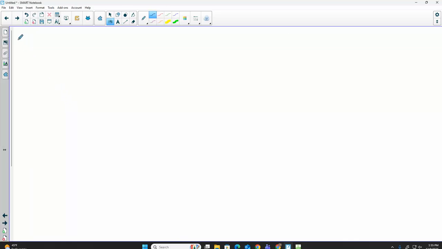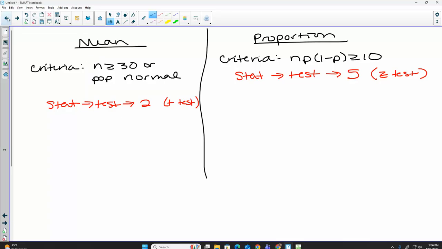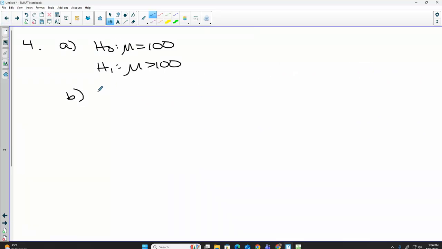Okay, problem number 4. So, null and alternative. We're trying to decide if the mean is more than 100. So, null is always equal, mean equals 100. Alternative, we're testing if it's more than. Criteria. What did we say our criteria was for talking about the mean? Greater than 30. Here my n is 35, so we're good. C, test it. I told you, you did not have to do anything by hand.